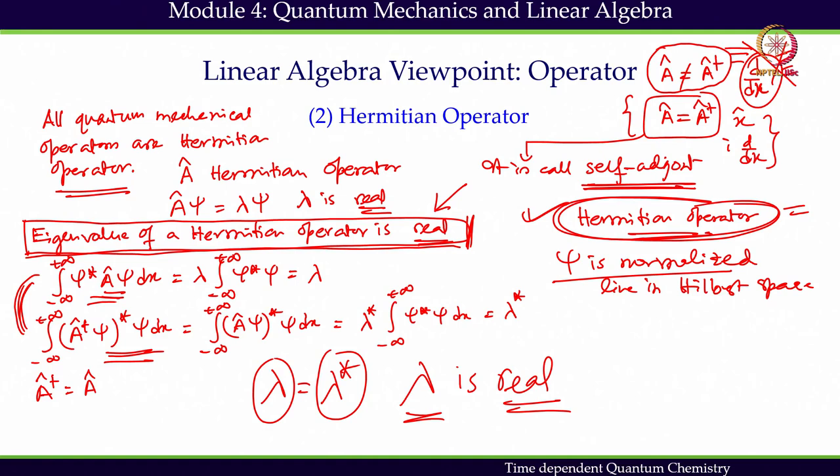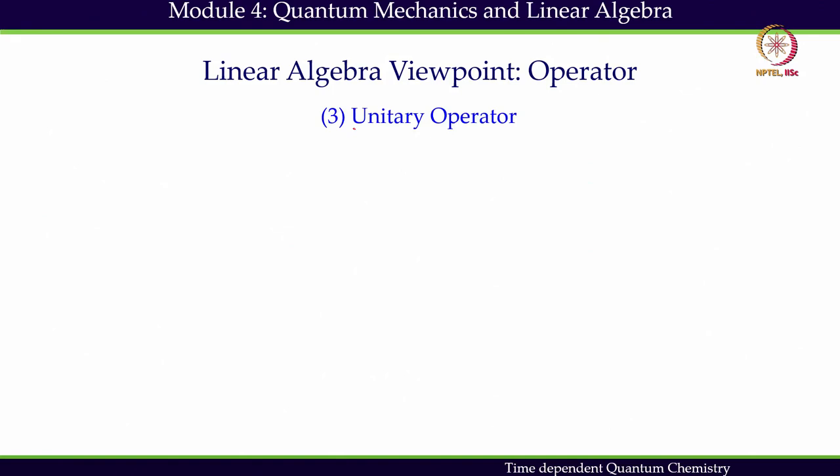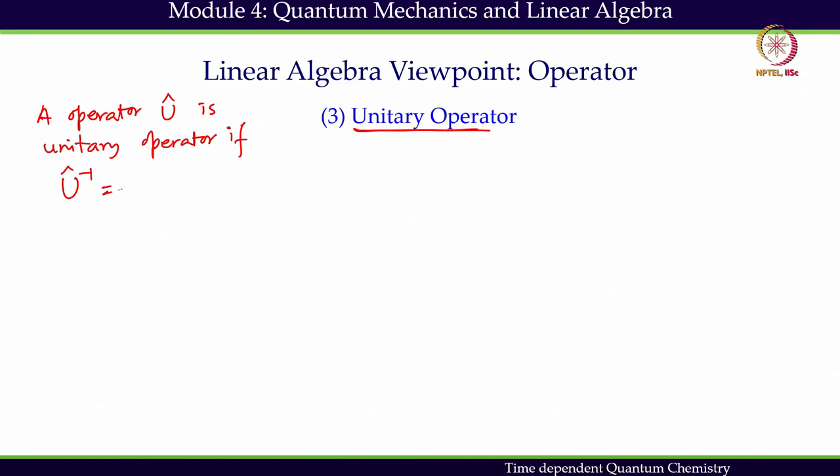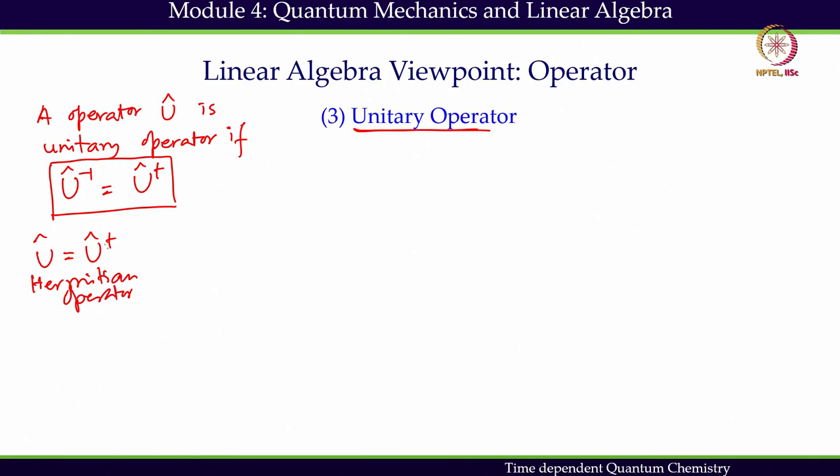Next, we will move to the unitary operator. How do we define a unitary operator? An operator U is unitary if the inverse of that operator is equal to its adjoint. So, when the adjoint is equal to the operator itself, we call it a Hermitian operator. But when its inverse is equal to its adjoint, then it is called a unitary operator.